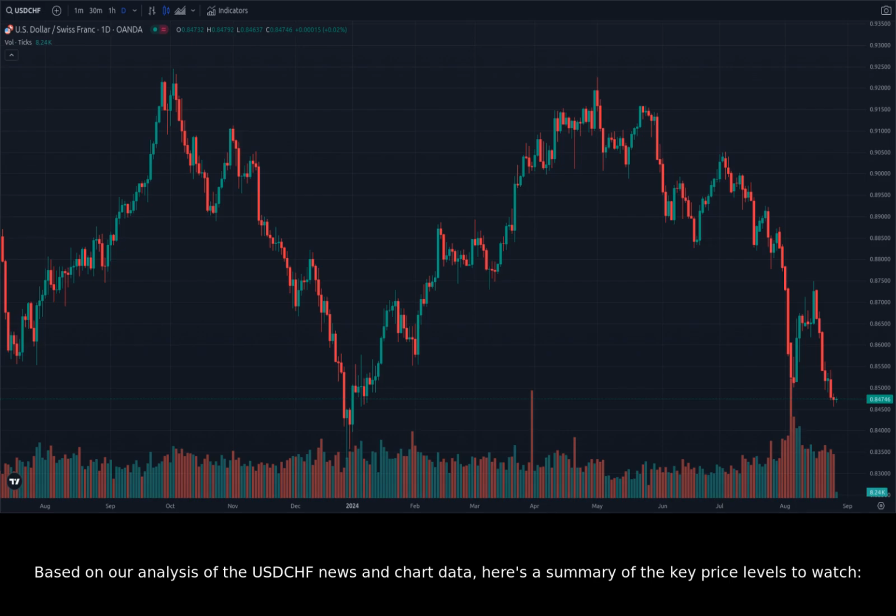Based on our analysis of the USDCHF news and chart data, here's a summary of the key price levels to watch. On the daily chart, there's a strong support level near 0.8450. If the price breaks below this level, it could signal a continuation of the downtrend. The 0.8550 level on the 1-hour chart acts as a major resistance zone. If the price breaks above this level, it could indicate a potential shift in the bearish sentiment.